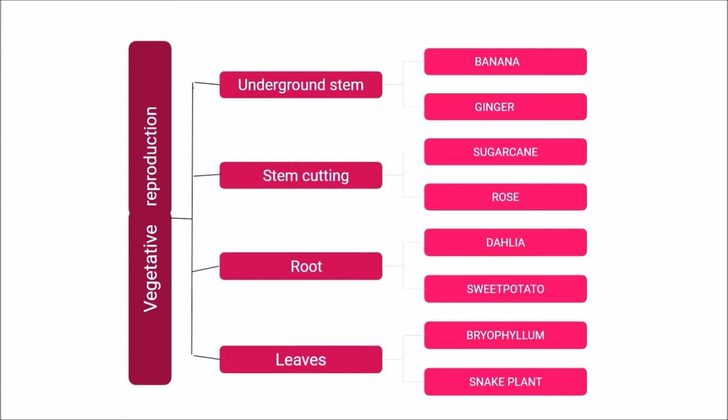Vegetative reproduction can be done by underground stem, stem cutting, root or leaves. Underground stem, there are two examples, banana and ginger. Stem cutting, sugarcane and rose. Root, dahlia and sweet potato. Leaves, bryophyllum and snake plants. Many other examples are there.